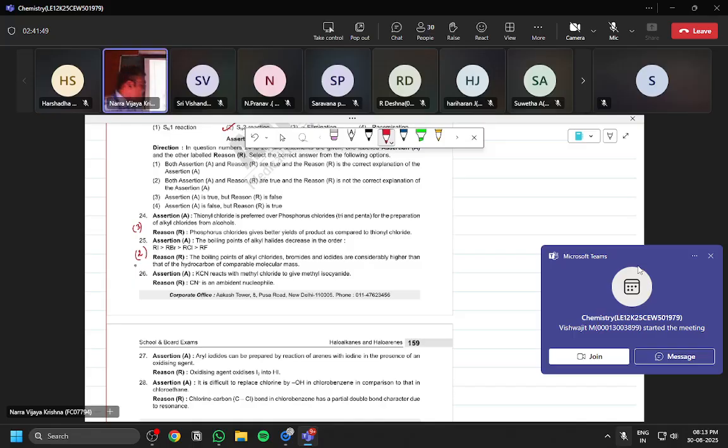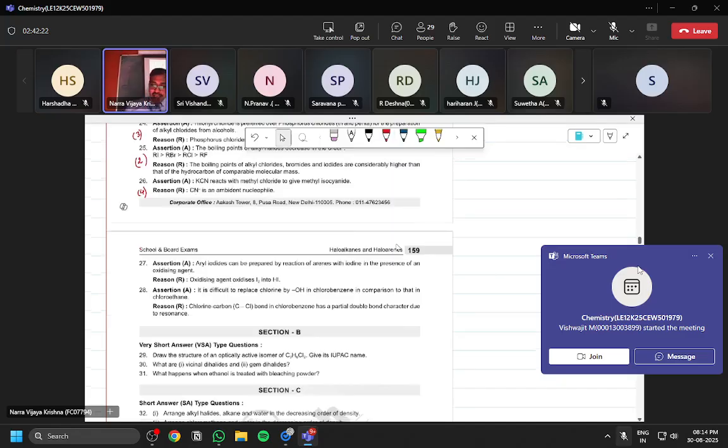KCN reacts with methyl chloride to form isocyanide. No. If it is AgCN, isocyanide. KCN, cyanide. CN minus is an ambidentate nucleophile. It is an ambidentate nucleophile. Both are correct statements, but not correct explanation to each other. Okay. Right. The assertion is wrong. Reason is correct. So answer is 4.